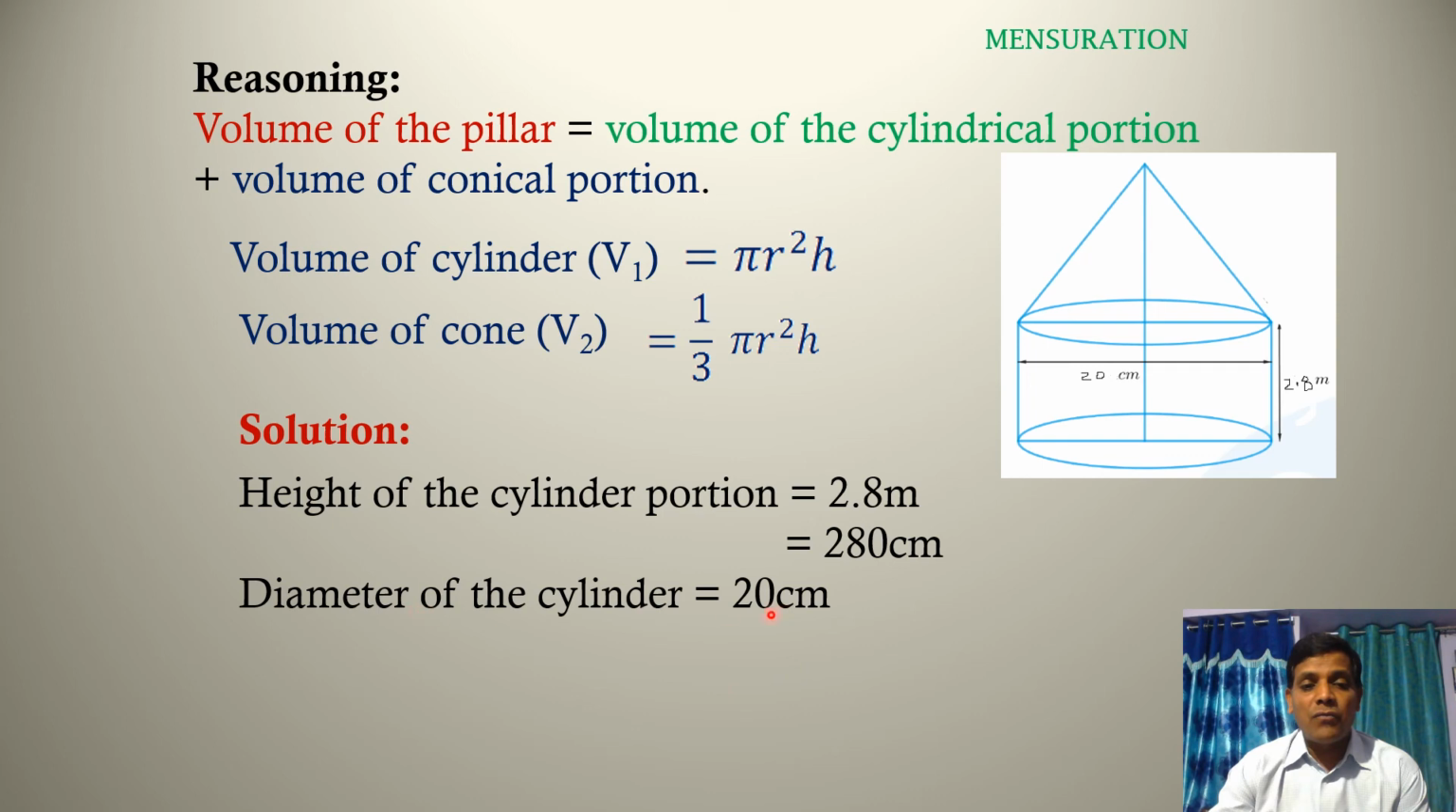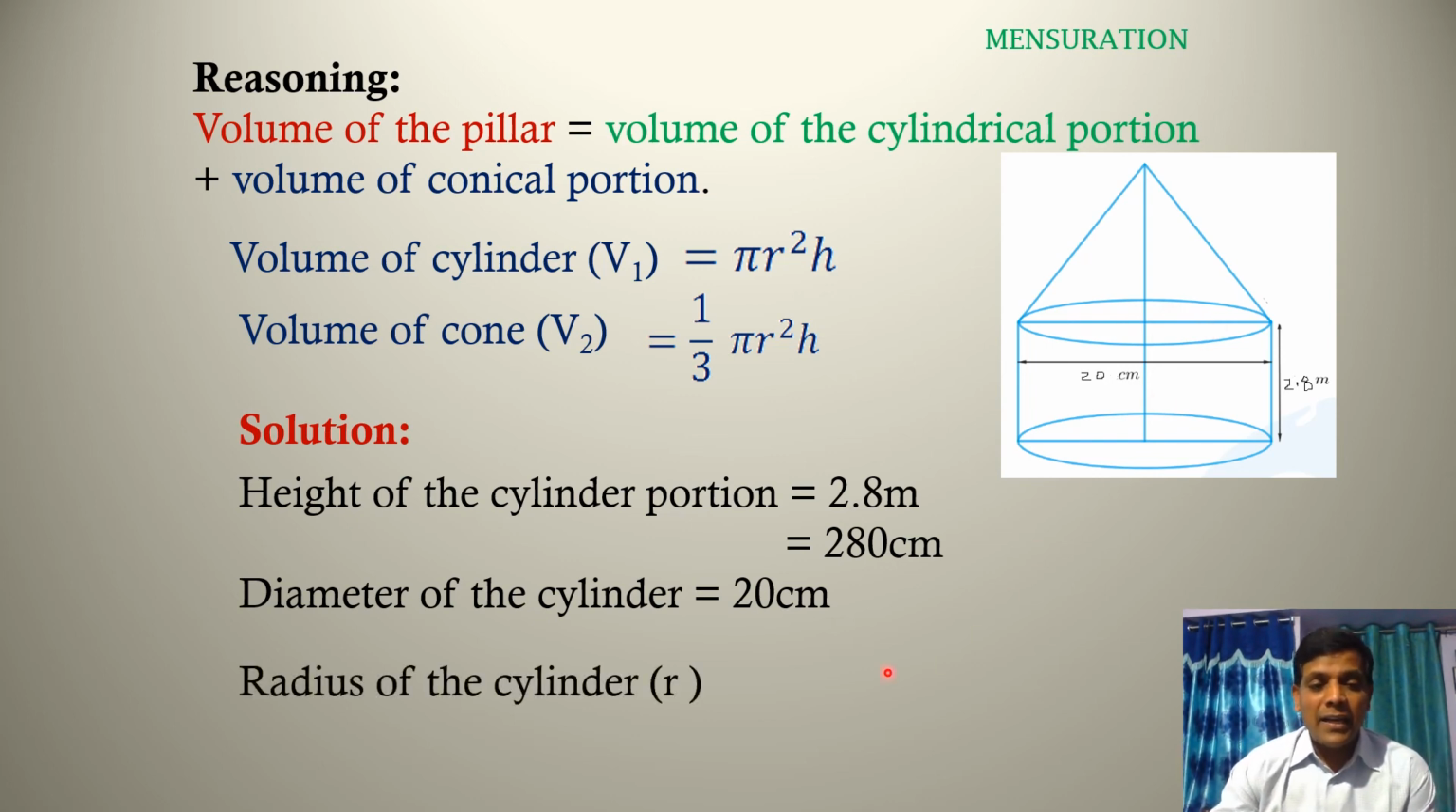Now the diameter of the cylinder equals 20 centimeters. What is the relation between diameter and radius? Radius equals half of the diameter. Diameter equals 20, then radius equals 10. The radius of the cylinder and the radius of the cone are both the same. So the radius of the cylinder is 10, and at the same time the radius of the cone is also 10 centimeters. Are you clear? Next step, the radius of the cylinder, r equals diameter by 2, or half of the diameter.